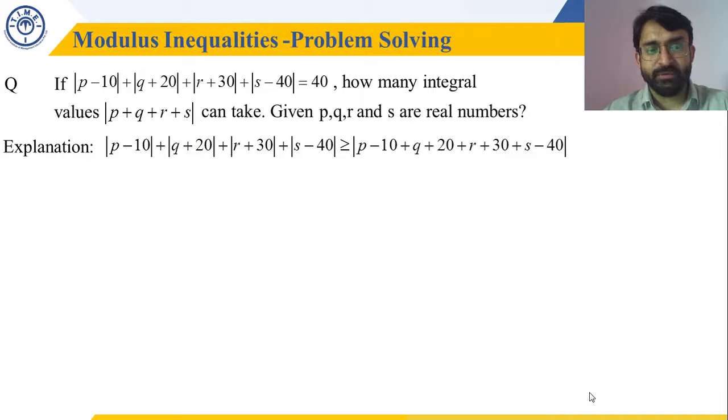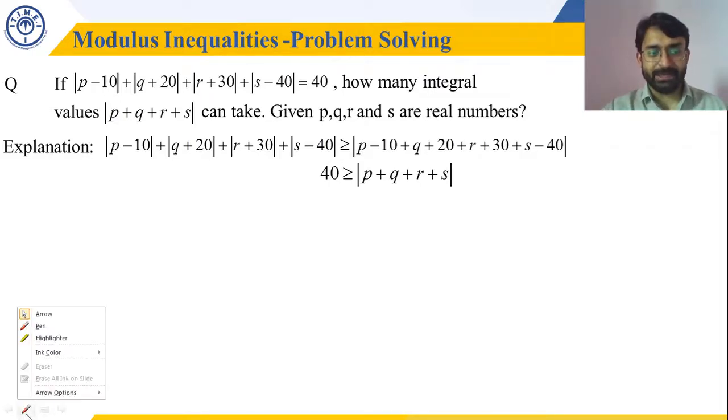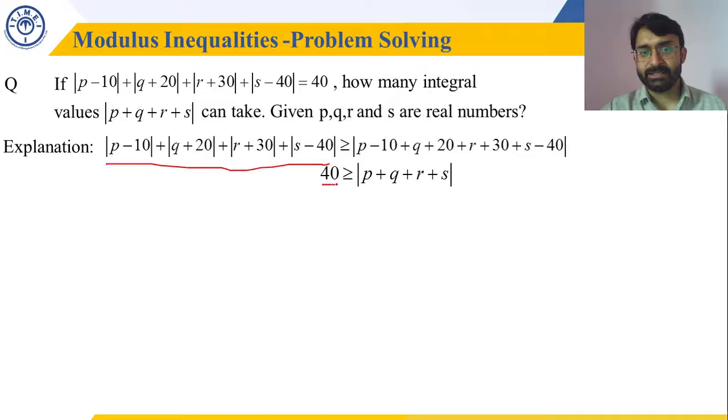Mod of P plus mod of Q will be greater than or equal to mod of P plus Q. That's what I'm using here. So the mod of P minus 10 and so on is greater than or equal to the summation of P minus 10, Q plus 20, R plus 30 and S minus 40. Now I know this is 40, given in the question, am I right? And the summation of these constants, minus 10 plus 20 plus 30 minus 40, is equal to 0. So that is P plus Q plus R plus S.